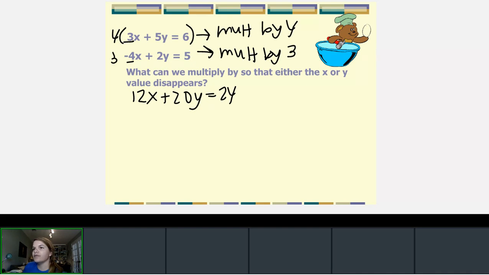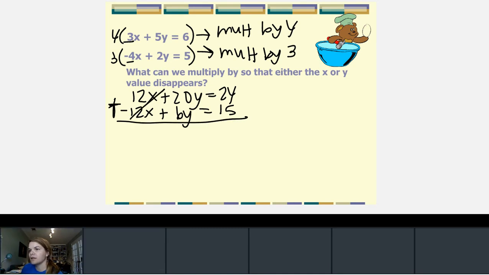And on the bottom, everything is going to get multiplied by 3. So 3 times negative 4x is negative 12x. 3 times 2y is 6y. And 3 times 5 is 15. All right, so now I have opposites. I can add them together. I'm going to get 26y equals 39. Divide by 26. And this is actually going to reduce. If we divide the top and bottom by 13, we're going to get 3/2.